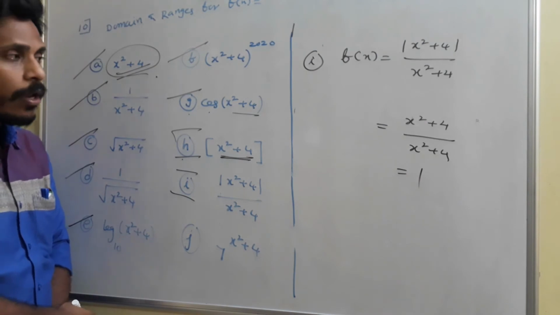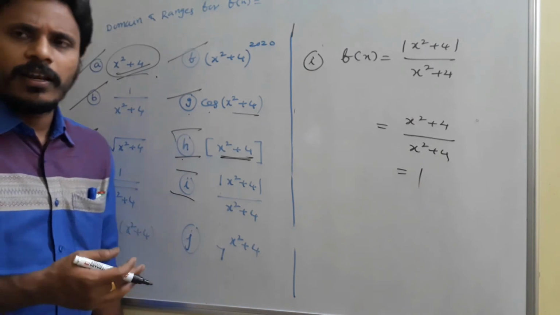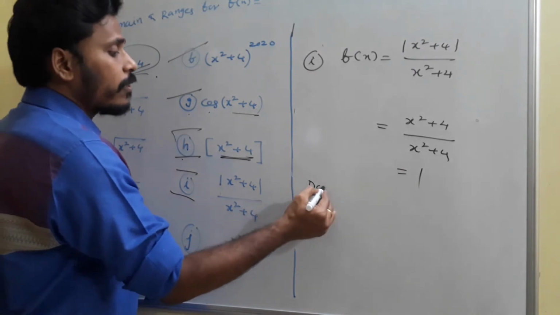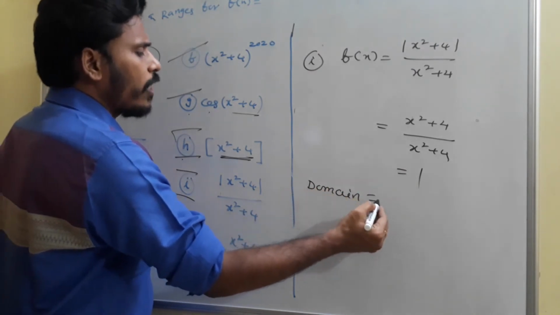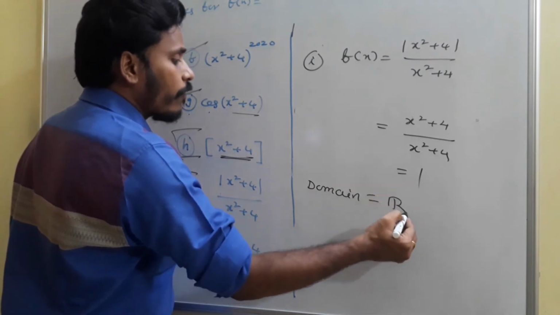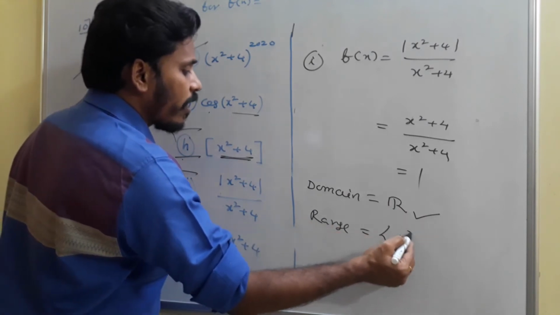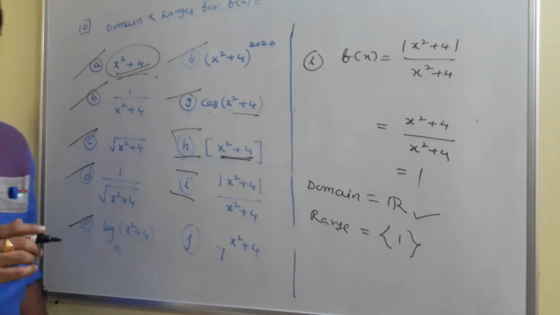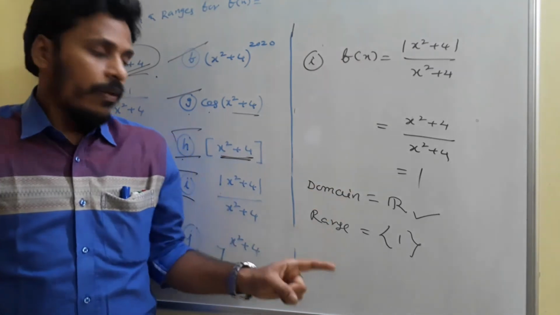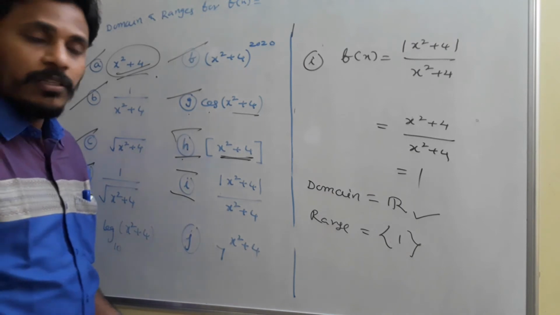Not involving x, irrespective of the values of x, always f of x is 1. Don't use any particular value of x, irrespective of x the value is 1, and that's why the function exists for all the real values, whereas the range is a singleton set which contains 1 only. You just take any value in the place of x, no problem, the result is always 1. That's why we say that the domain is all the real values, whereas the range is singleton 1.